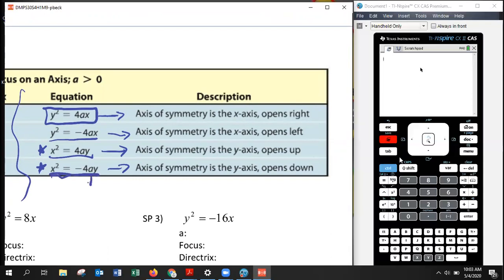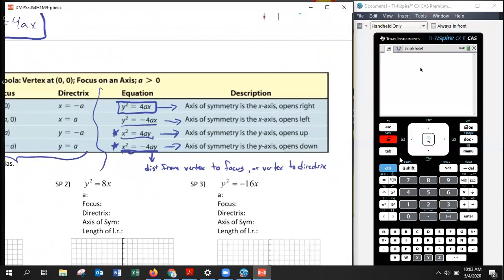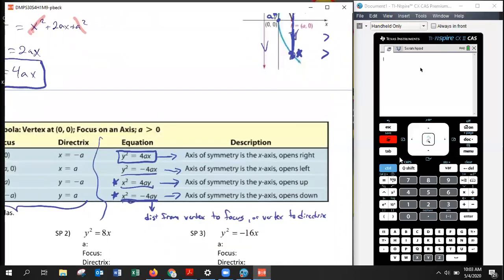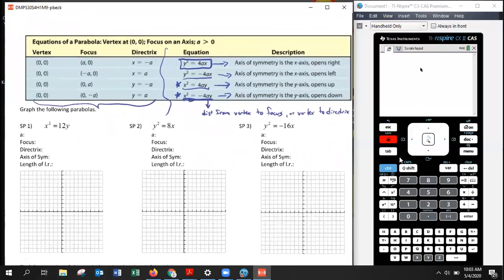Now, this a value, if you remember, is the distance from vertex to focus, or vertex to directrix. So we're going to utilize that a value as we create our graphs. Remember, there's a lot that's going on geometrically, but how we create the graphs, we're going to do from a little bit more of an algebraic side, and then we'll try to make those connections geometrically.